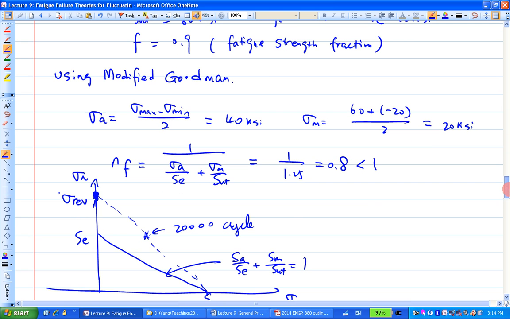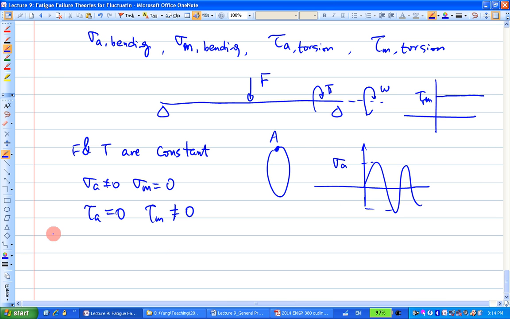So where's the modified Goodman line? Well, it's this guy here. If I still want to use it, I can't simply use sigma A and sigma M anymore, because that's only when you have sigma A and sigma M. So we have to change this guy here. Let me write it down here.